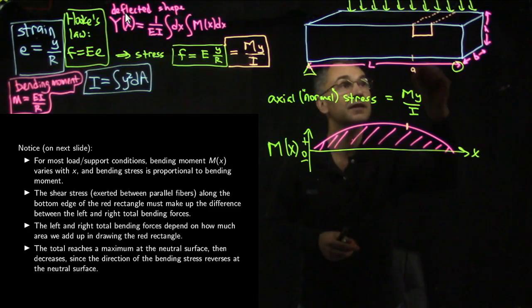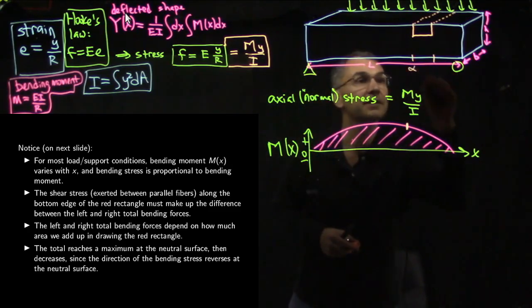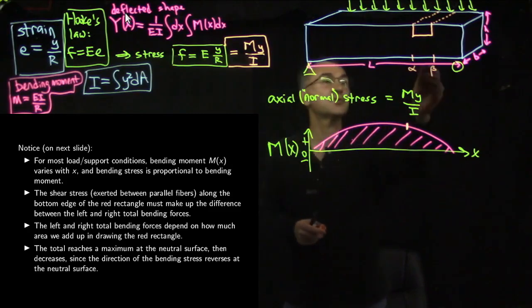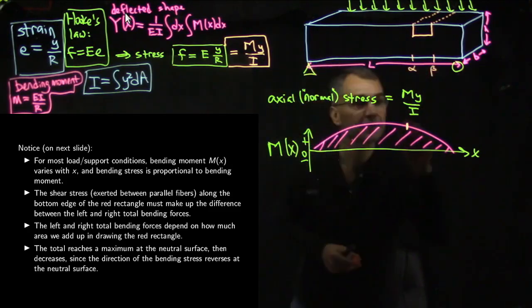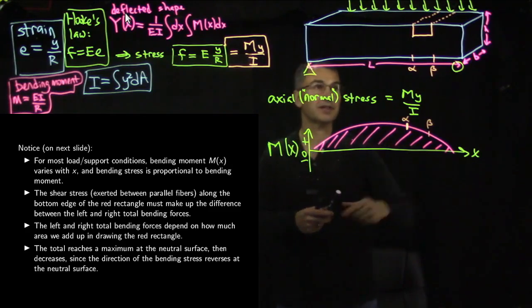Let's call this A. Let's call this B. No, I won't call it B. We've already used the letter b. Let's call this alpha, and let's call this beta. I just hesitate to use the letter B because b is already used here. So here's alpha and here's beta. So we can see the moment function is a little bit bigger at alpha than it is at beta.